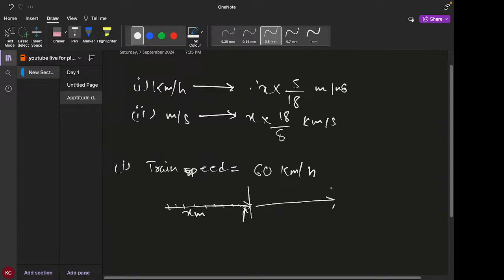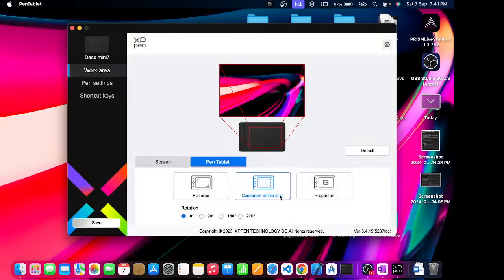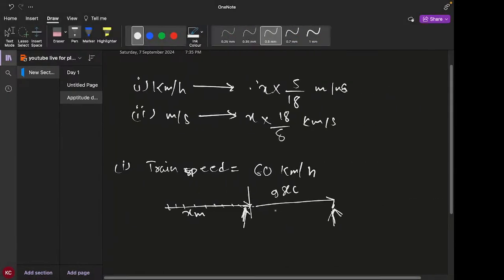There is a concept which you have to learn. Definitely, if the train crosses a pole in, suppose, 9 seconds, then it will travel its own length. If its length is x meters, then it will travel x meters to reach here, so that it can completely cross that pole, and the pole length is 0. Let me disconnect it because it's not working properly. It has to travel x meters to reach here in 9 seconds.